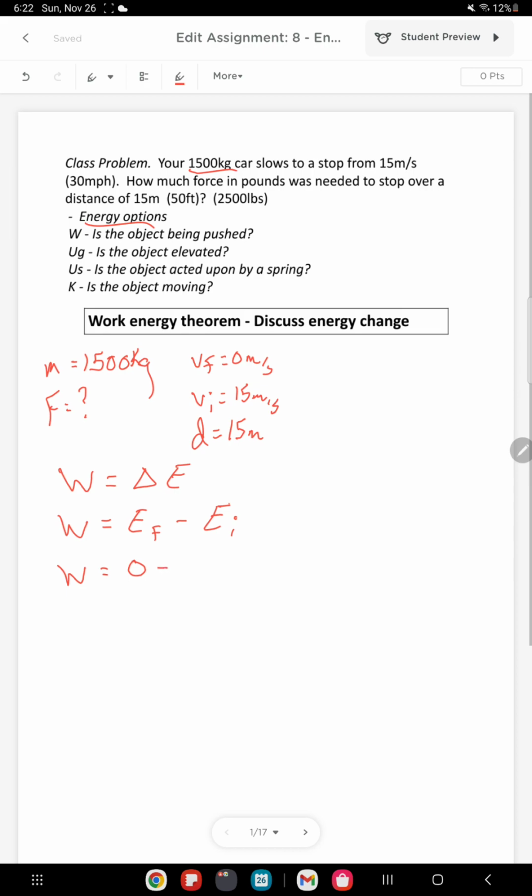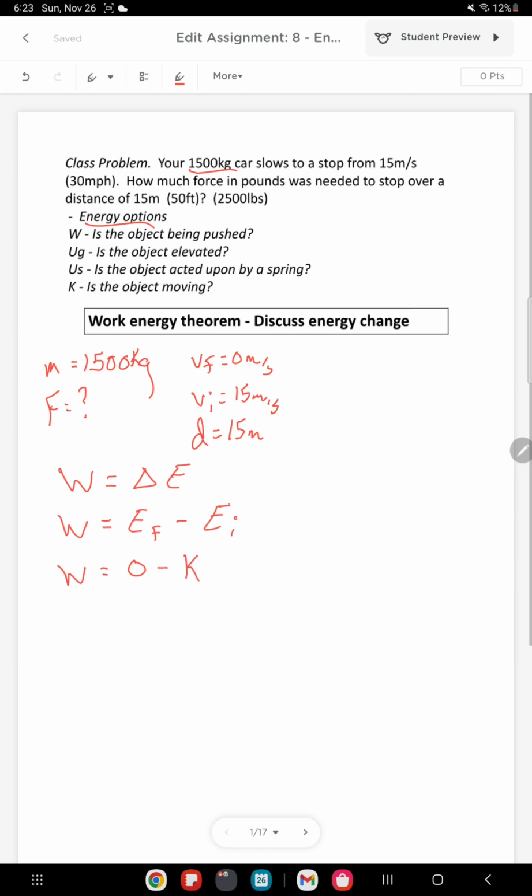Initial energy-wise, we ask ourselves the same 4 energy questions. So was it being pushed? It was. We already have that. Did it start on a hill or elevated? No. So UG's out. Did a spring push it to get it started? No. Was it moving initially? Yes. So we change EI to K.